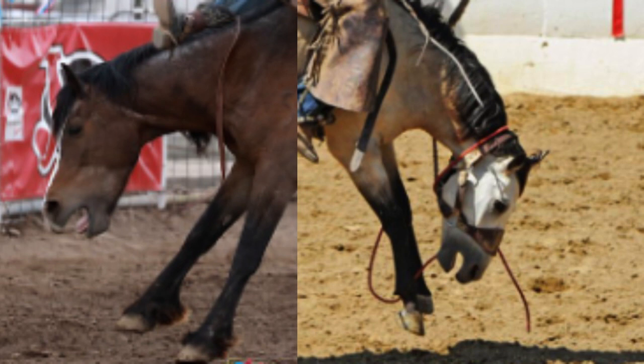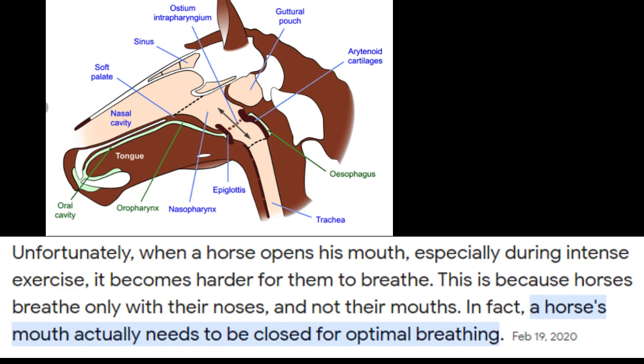And horses cannot breathe really well with their mouths open. So these horses are holding their breath. That's how much pain they're in, because horses' mouths don't work that way. They have to have a tight lip seal in order to breathe through their nose. They can't breathe through their mouths, but they need to have their mouths closed to breathe properly.